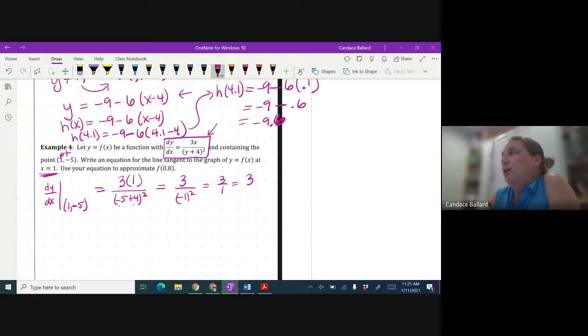All right, put it in the chat. Write your equation of the tangent line in the chat. Leave it in slope-intercept form. Tell me what the equation of the tangent line is. Let's see if you've got this.